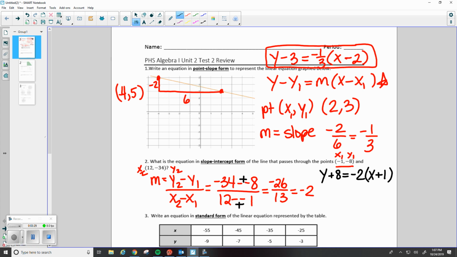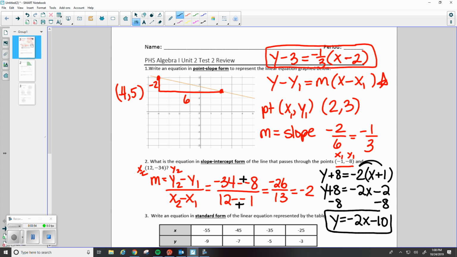After you write in point-slope form, then you want to distribute. So I'll distribute that. I get y plus 8 is equal to -2x minus 2. Then to write it into slope-intercept form, you're going to subtract the 8. So your final answer here is y equals -2x minus 10. That is your slope-intercept form, y equals mx plus b.